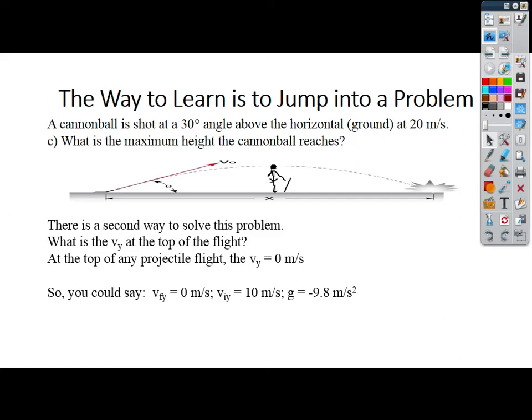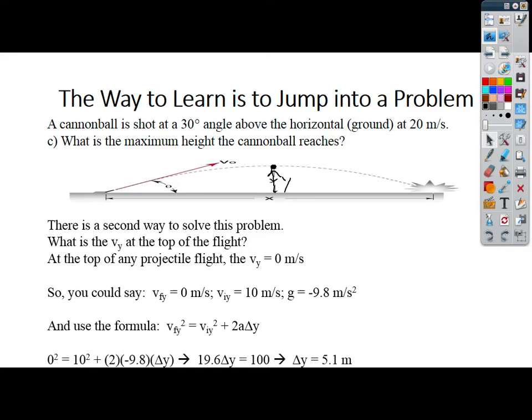I know the final velocity in the y direction is 0. The initial velocity that it shoots out is 10, and I have g is negative 9.8. So guess what? I do have 3 out of 5 variables. I just need to find the appropriate equation that uses all these variables and has delta y in it, and that's what I have right here. If you solve, it's going to come out to 5.1 as well.